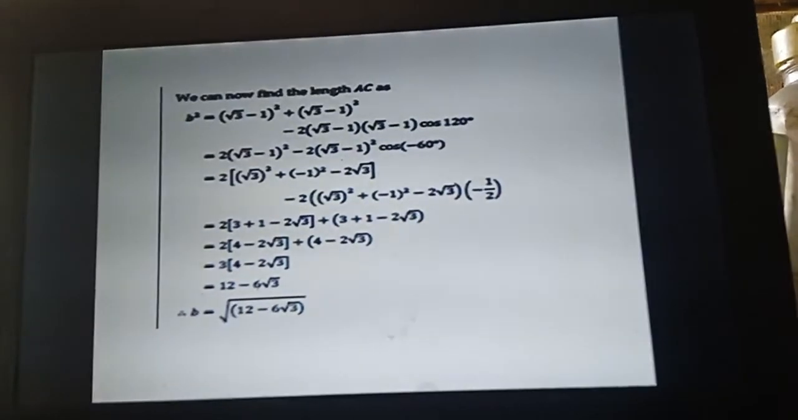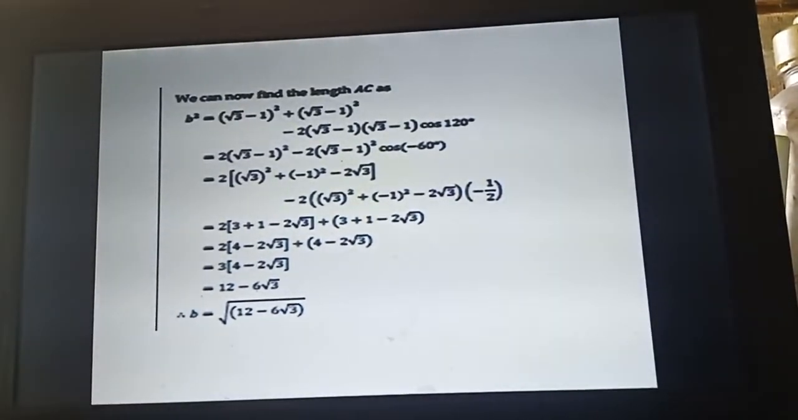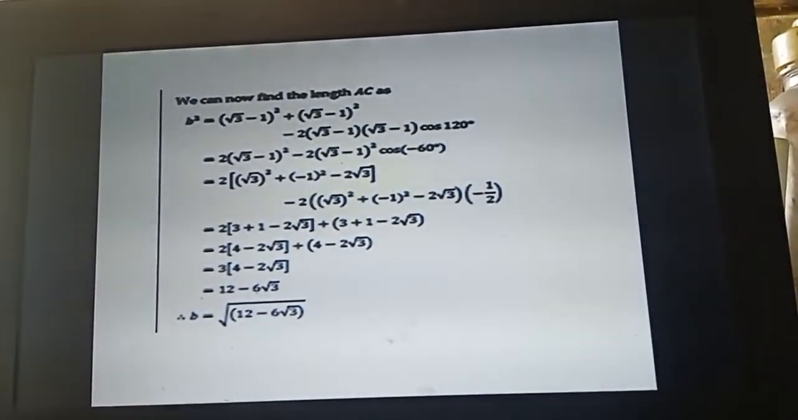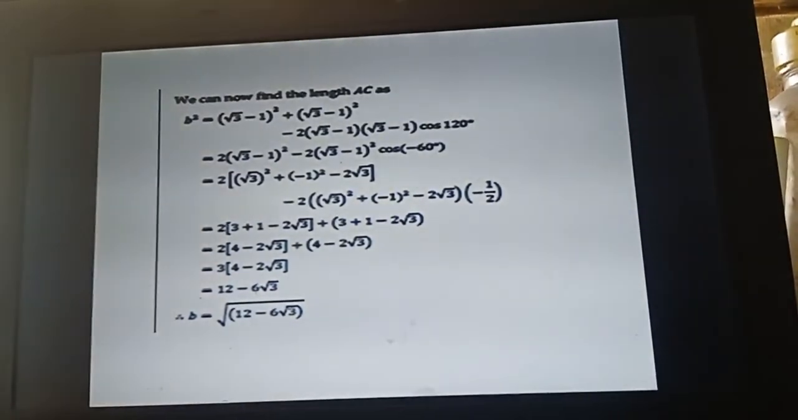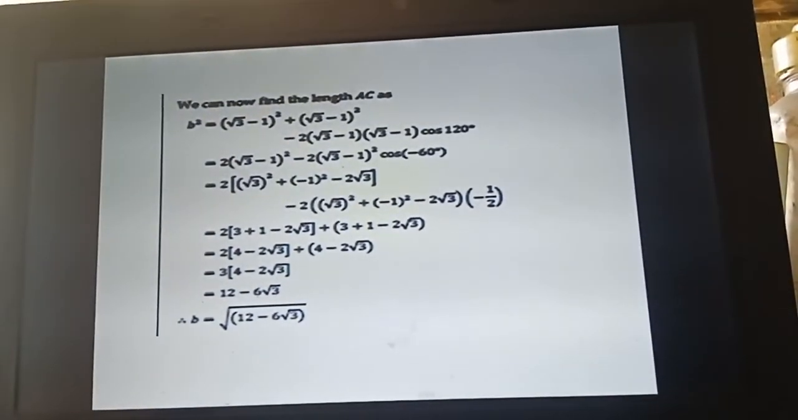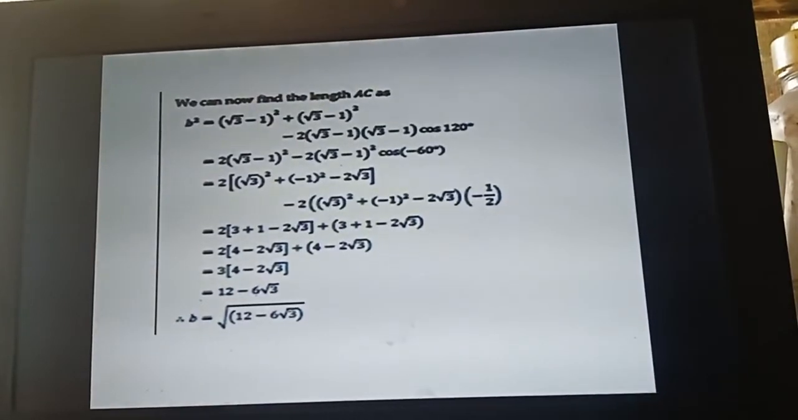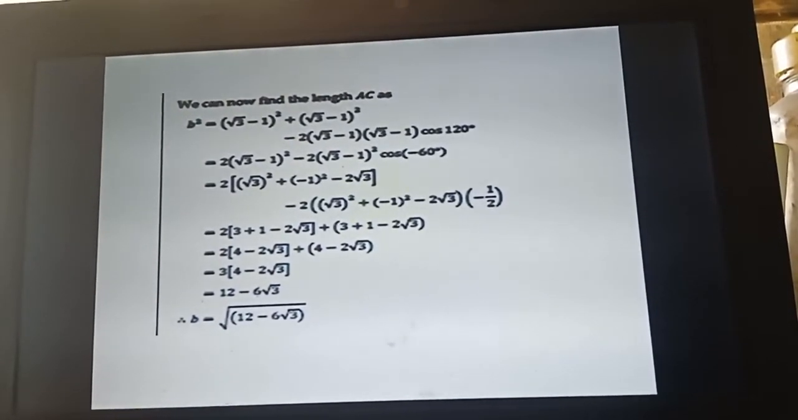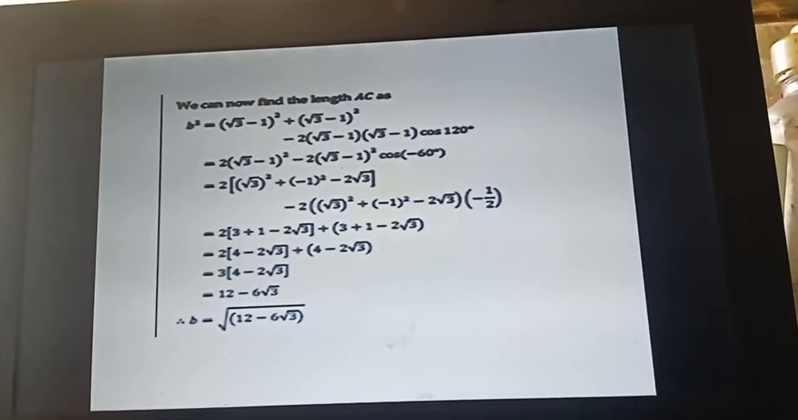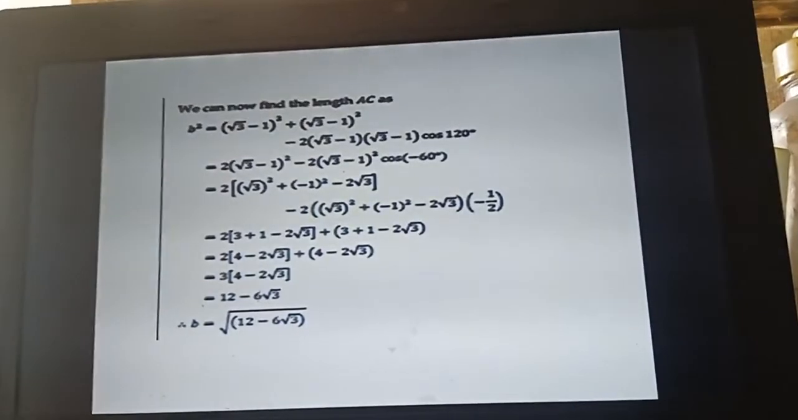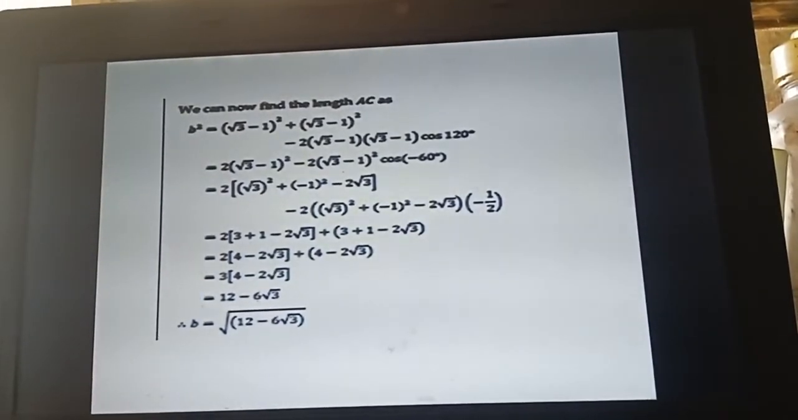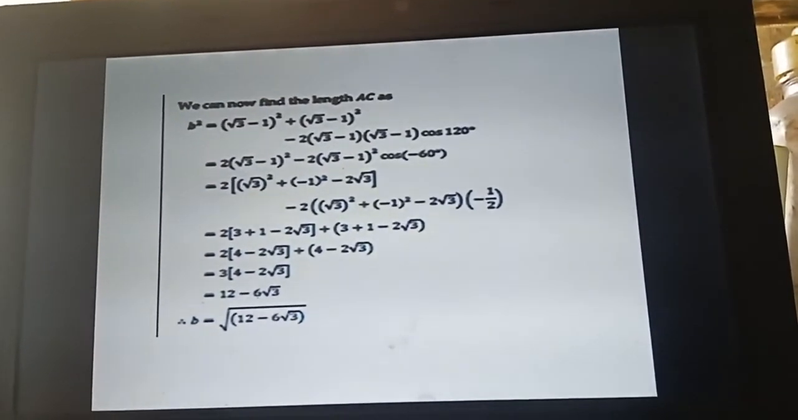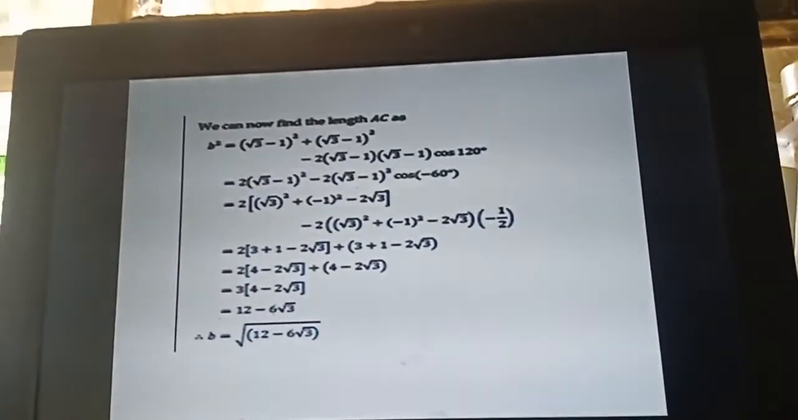You see, we have what? 3 into 4 minus 2 root 3. Then 3 times 4 gives you 12, minus 3 times 2, 6 root 3. Then you should take the square root of both sides, which is equal to 12 minus 6 root 3. Are you following?